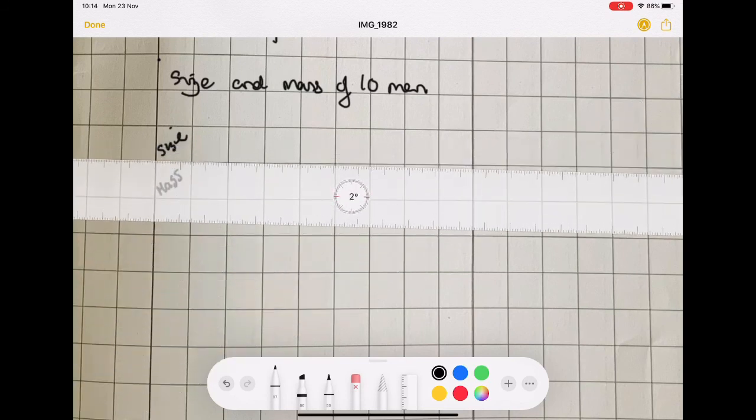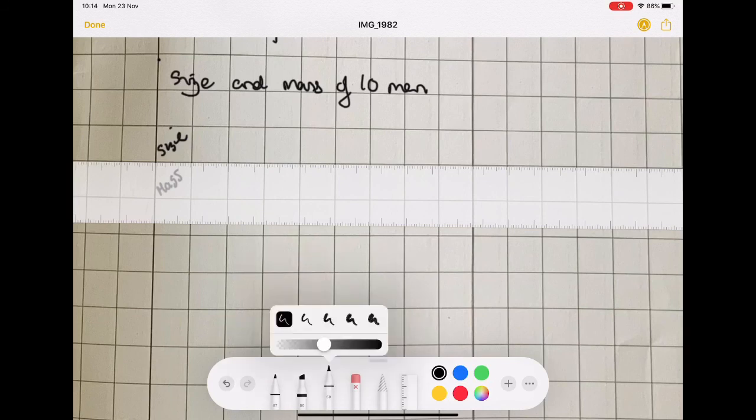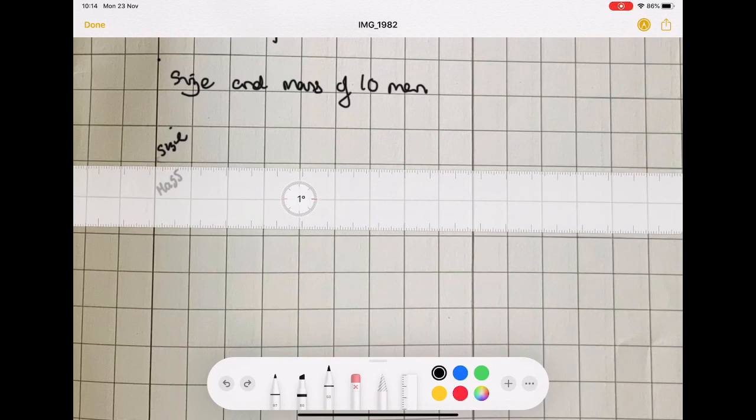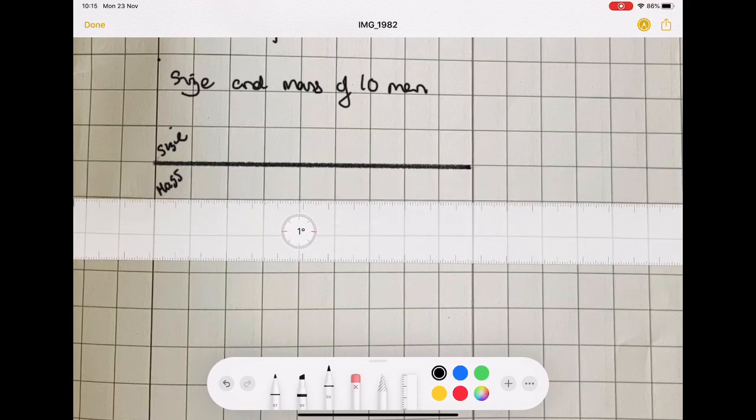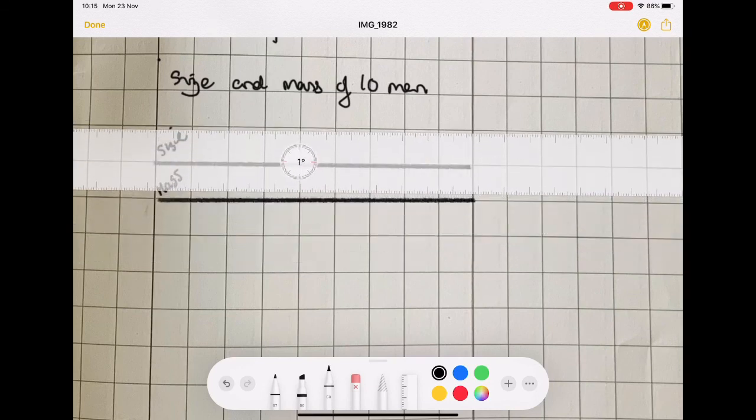We need to draw ourselves a chart, so do this with me. You're operating a real ruler, so I expect your lines to be far straighter than mine. Oh, especially when they look like that. Let's try that again. There we go. So let's all draw a chart up.